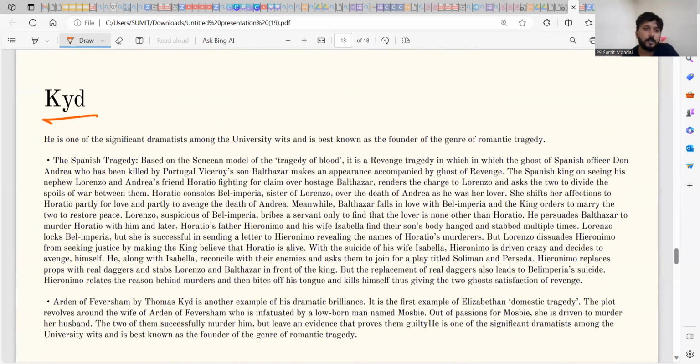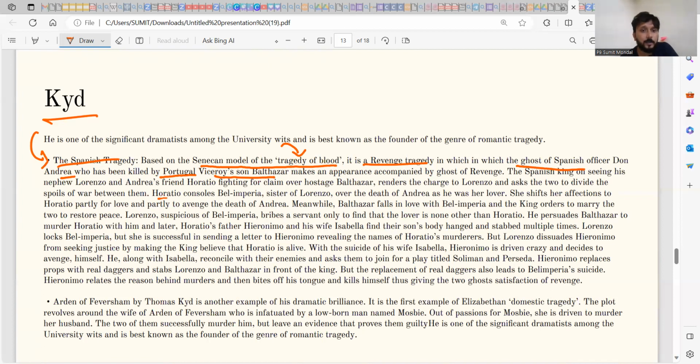Kyd is very important because he wrote The Spanish Tragedy, a very important text prior to Shakespearean tragedy or drama. It was actually a Senecan model of the tragedy of blood, which you can call revenge tragedy. Most of the Senecan tragedies are revenge tragedies. The ghost of the Spanish officer Don Andrea, who has been killed by the Portugal viceroy's son Balthazar. Why am I reading this? Because these are two important characters whom you have to remember.